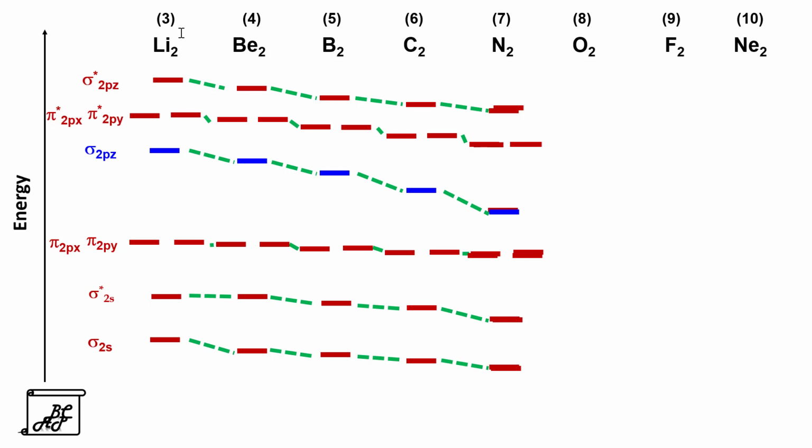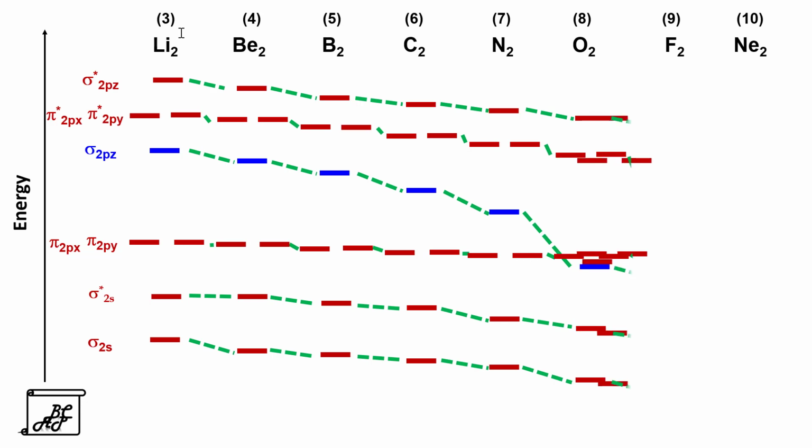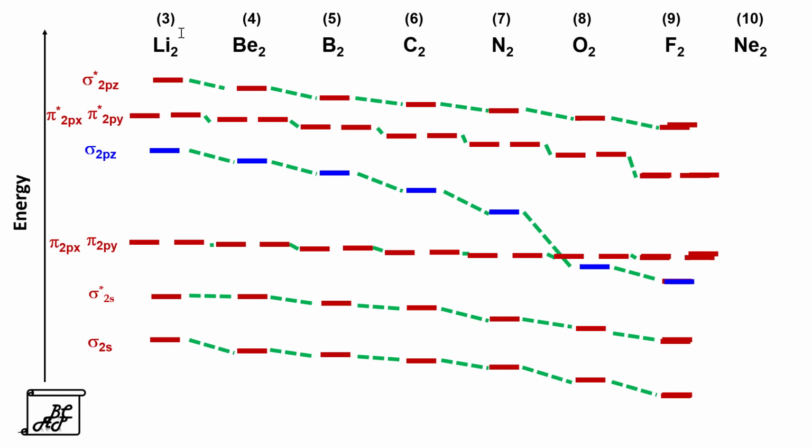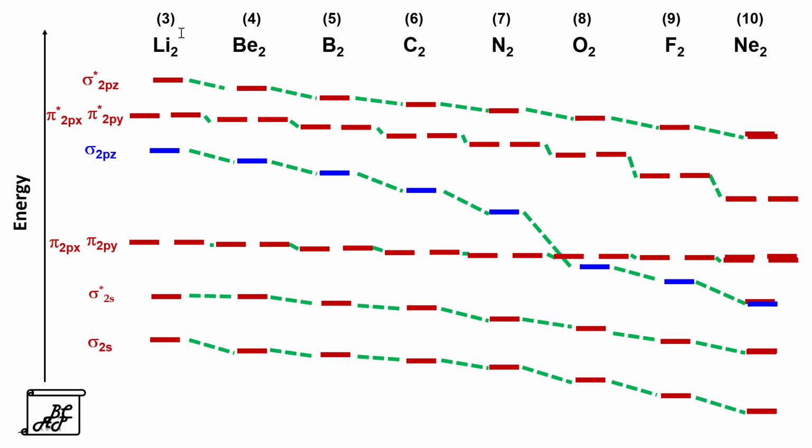Now when we move from nitrogen to oxygen, energy of all molecular orbitals decreases, but the energy of sigma 2pz comes below that of pi 2px and pi 2py. This is the major change that takes place in the order of energy of all the molecular orbitals. This affects how we fill the electrons in all the molecular orbitals and eventually it affects the magnetic property of the molecules. Now when we move from oxygen to neon, the energy of all the molecular orbitals still decreases, but the order of all the molecular orbitals remains the same. That is, sigma 2pz is below that of pi 2px and pi 2py.